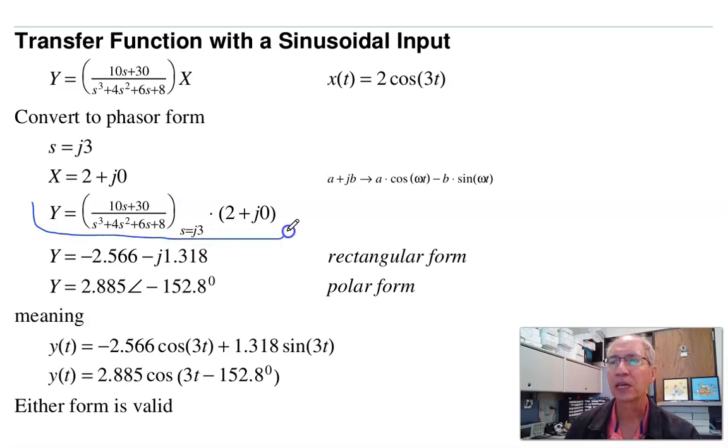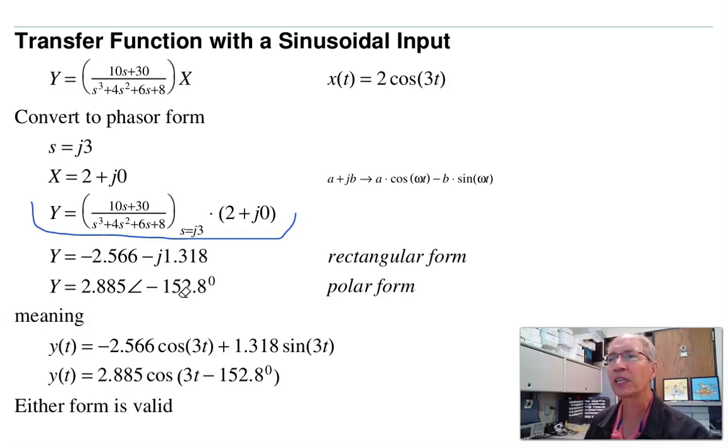So here's the output. This is the gain everywhere. All I care about is the gain at 3 radians per second, times the input at 3 radians per second, which gives you a complex number. What that number means is the real part's cosine, minus j is sine. There's your answer. If you prefer polar form, amplitude and angle, this is the amplitude, here's your frequency, there's your phase shift. Either form is valid. I personally prefer rectangular form for calculations, polar form in lab, but either form works.